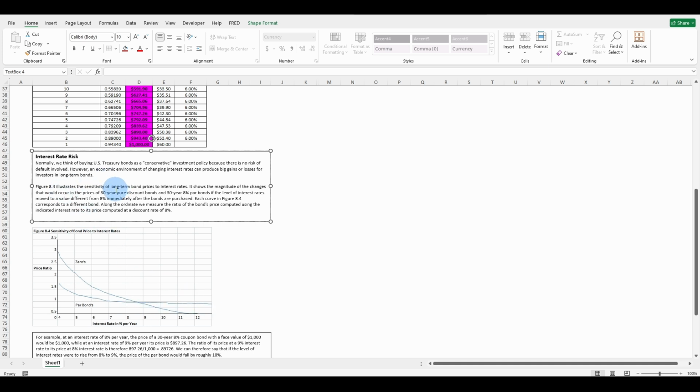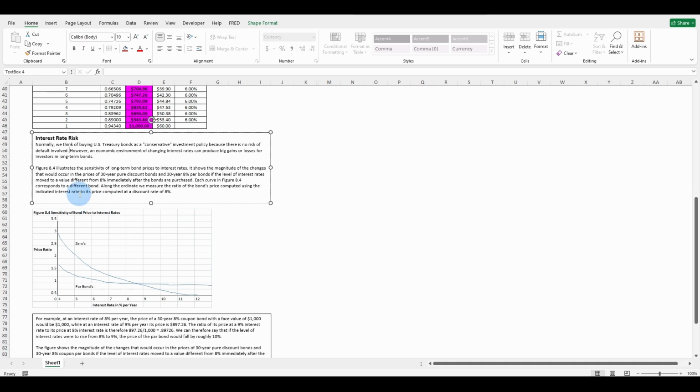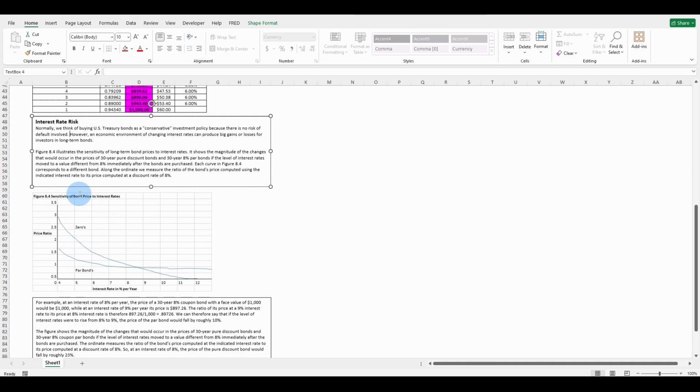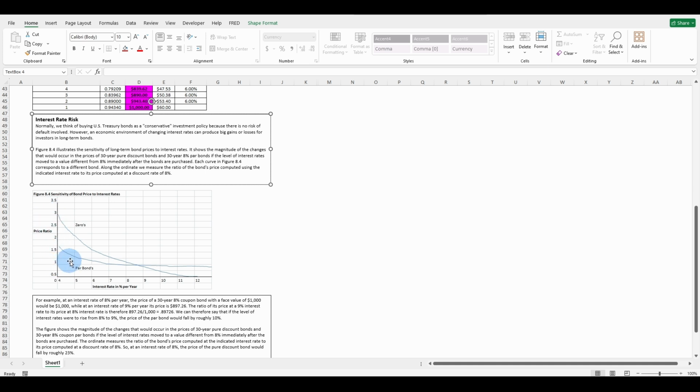Figure 8.4 illustrates the sensitivity of long-term bond prices to interest rates. It shows the magnitude of the changes that will occur in the price of a 30-year pure discount bond and a 30-year 8% par bond if the level of interest rates moves to a value different from 8% immediately after the bonds are purchased. Each curve in Figure 8.4 corresponds to a different bond. Along the ordinate, we measure the ratio of the bond's price computed using the indicated interest rate to its price computed at a discount rate of 8%. So you can see, look at this change here. We have zeros up here, which are typically U.S. Treasuries. And then we have par bonds.